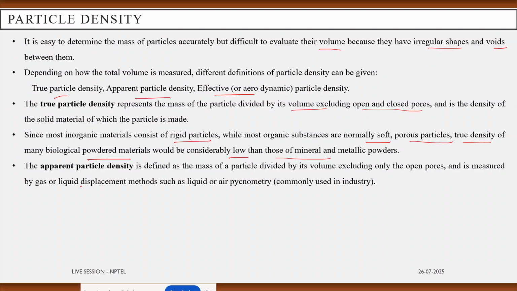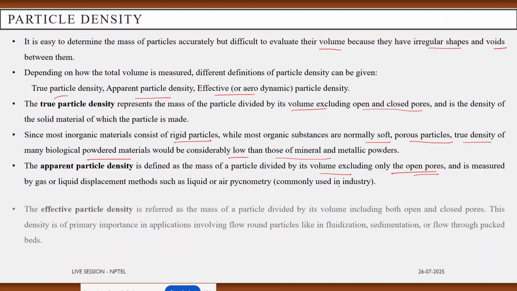Now we come to the apparent particle density. It is defined as the mass of the particle divided by the volume that excludes only the open pores. And it is measured by simple gas or liquid displacement methods, such as liquid or air pycnometry, which is commonly used in industry.